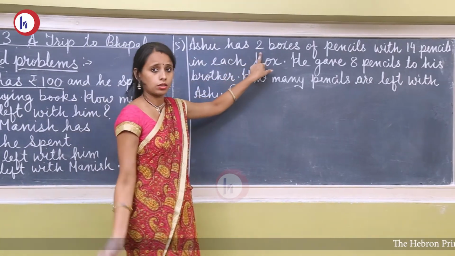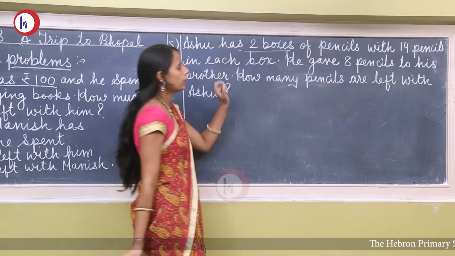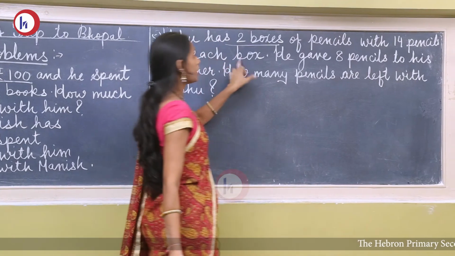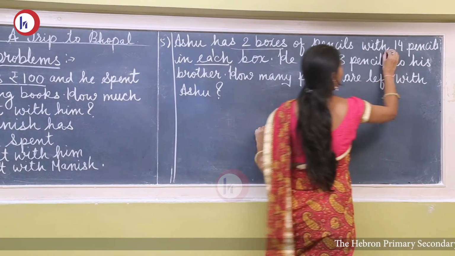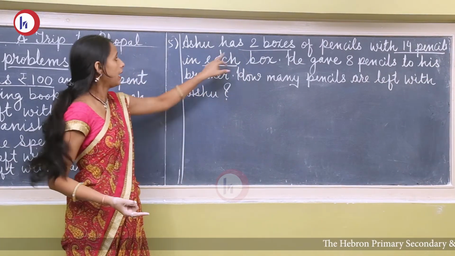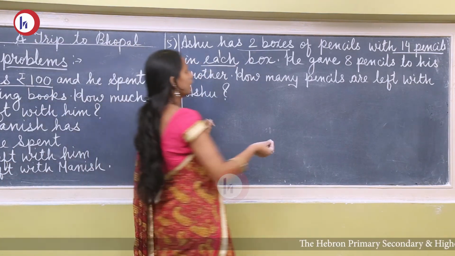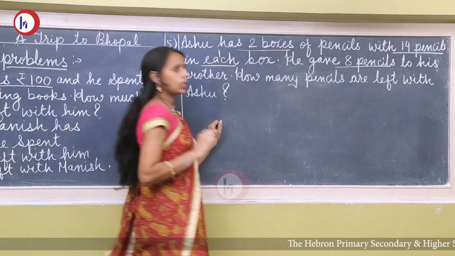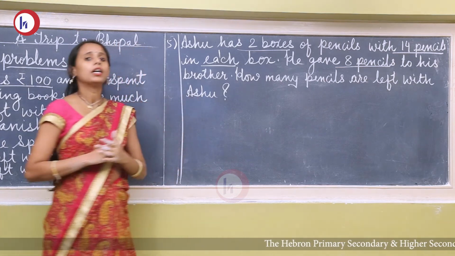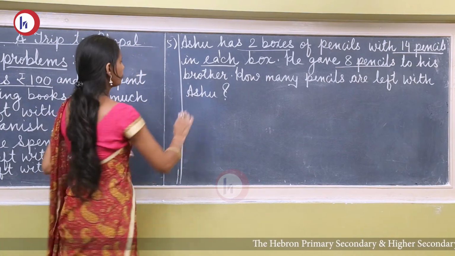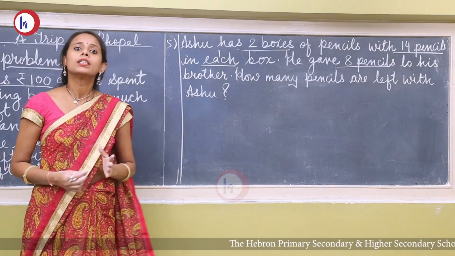Anshu has 2 boxes of pencils with 14 pencils in each box. Each box means 1 box. In 1 box, how many pencils are there? 14 pencils. And how many boxes? He has 2 boxes. He gave 8 pencils to his brother. How many pencils he gave? 8 pencils. To his brother. How many pencils are left with Anshu? So here we have to find out how many pencils he has.